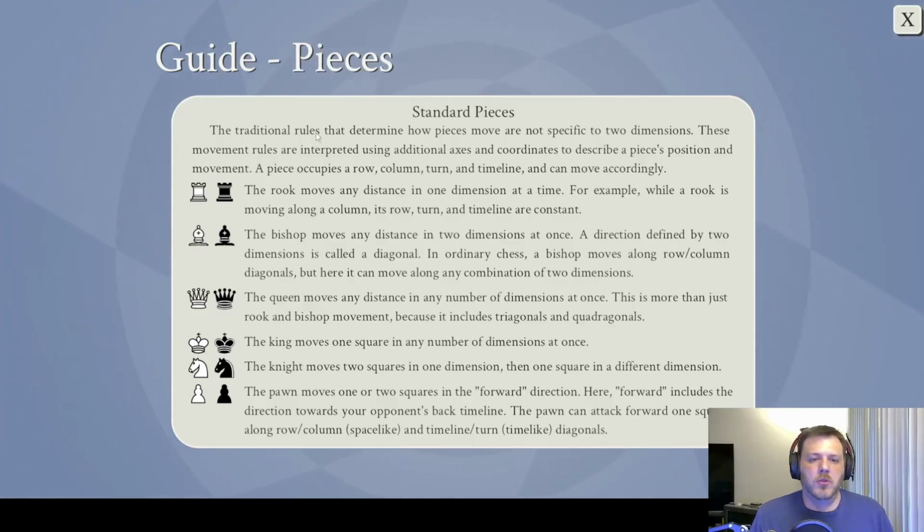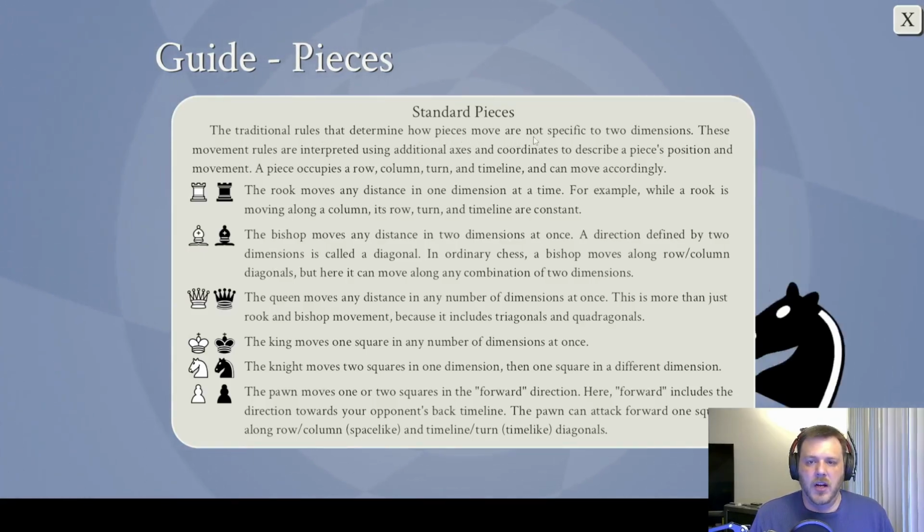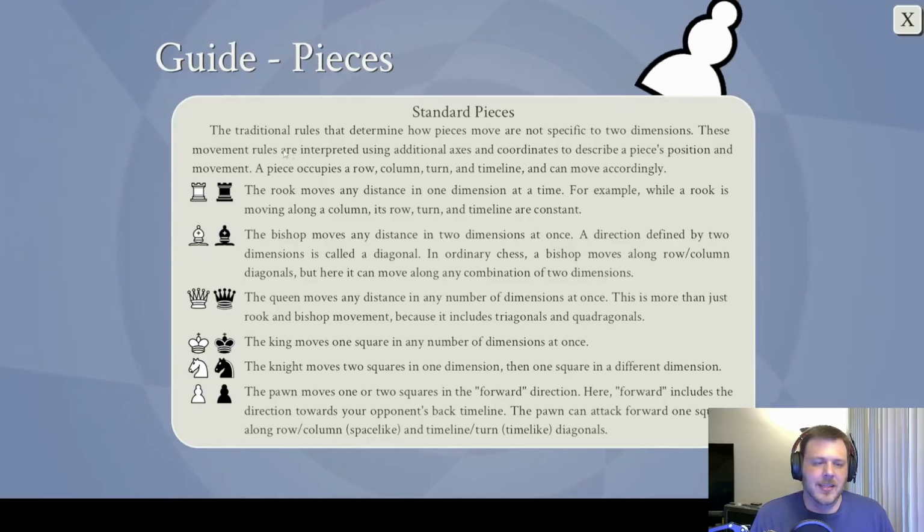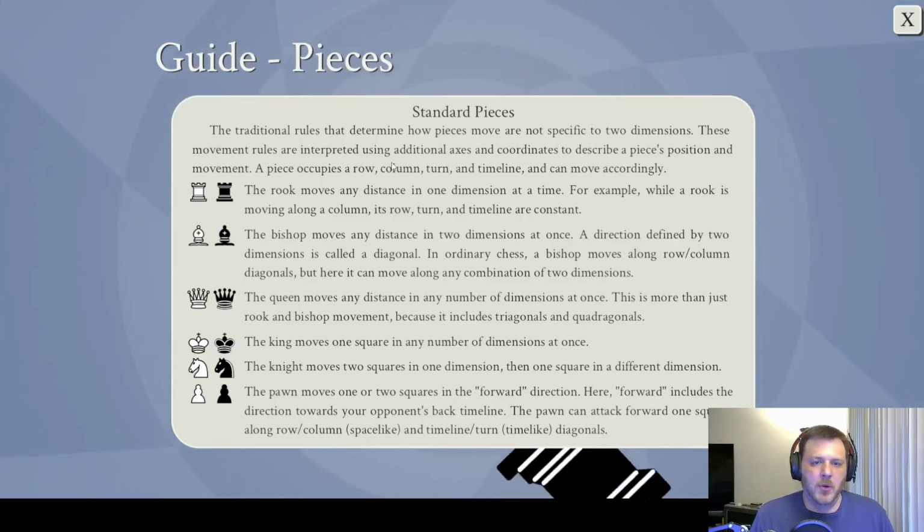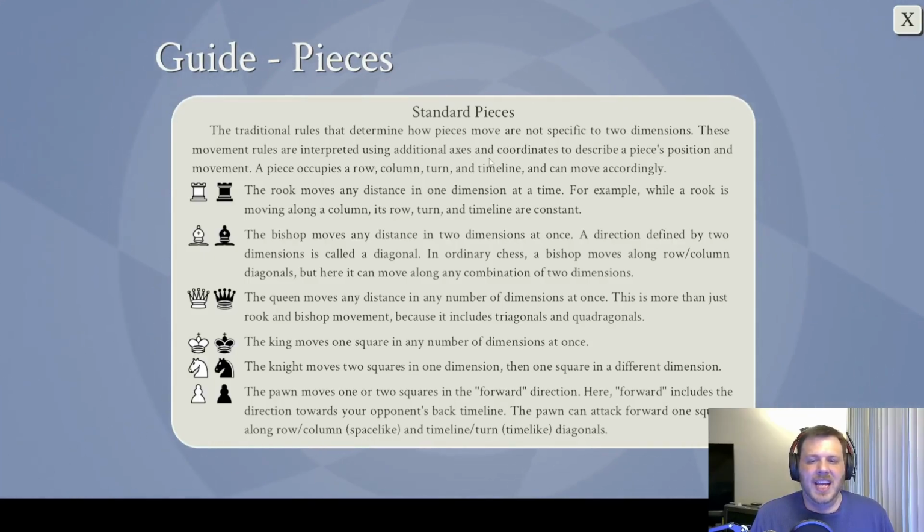The traditional rules that determine how pieces move are not specific to 2 dimensions. These movement rules are interpreted using additional axes and coordinates to describe a piece's position and movement. A piece occupies a row, column, turn, and timeline and can move accordingly. The rook moves any distance in 1 dimension at a time. For example, while a rook is moving along a column, its row, turn, and timeline are constant.